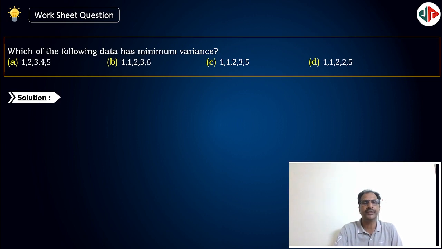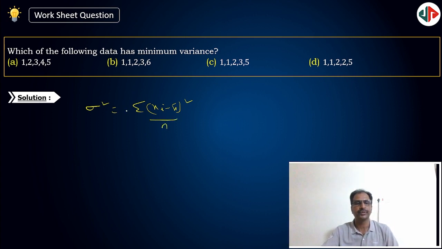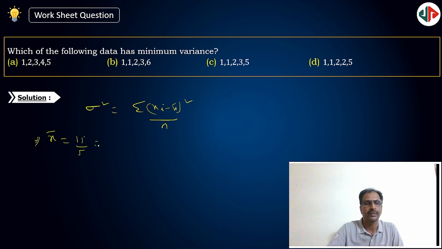Which of the following data has minimum variance? See, variance is nothing but sigma (xi minus x bar) whole square by n. So variance depends upon the difference between the observations and the mean. Clearly, by looking at the first option, what is the mean for the first option? X bar is equal to 615 by 53. Here, clearly, the difference between x and x bar will be lesser.